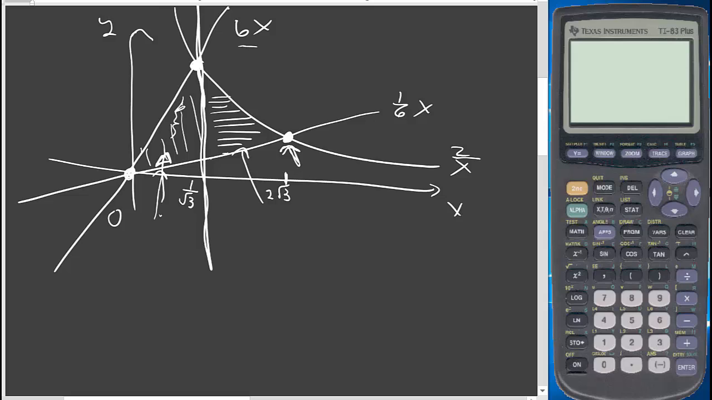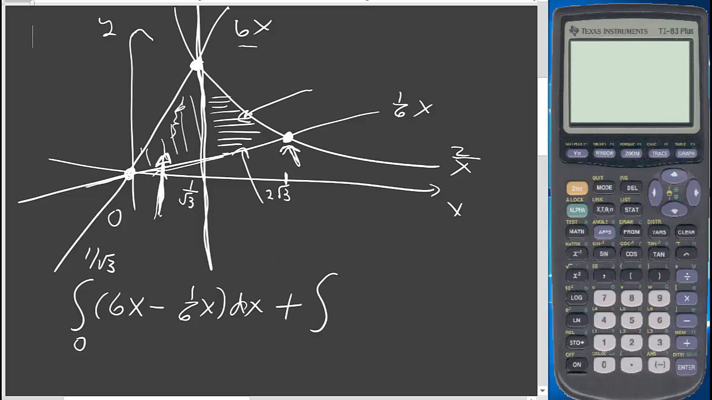So now for this region here, we're going to have the integral between 0 and 1 over the square root of 3, and the function that's on the top here is 6x, and we're subtracting the function that's on the bottom for that part of the region, and that would be 1/6 x. And now let's add the area of the second part of the region, and this runs between 1 over the square root of 3 and 2 times the square root of 3. And in this part, the function that's on top is 2 over x, and we're subtracting the function that's on the bottom, which is 1/6 x.